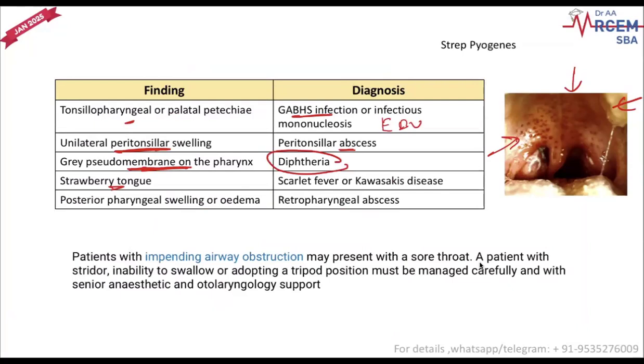Strawberry tongue: we have two differential diagnoses, either scarlet fever or Kawasaki's disease. We are aware of both of these conditions. Remember that scarlet fever is a complication of group A beta hemolytic streptococci.